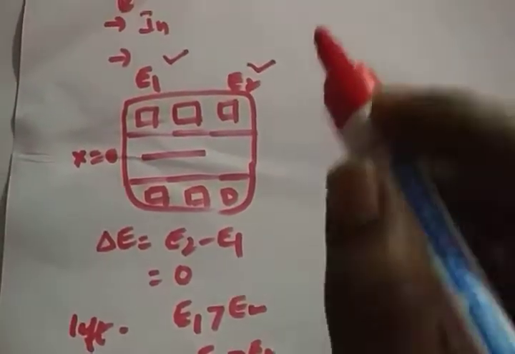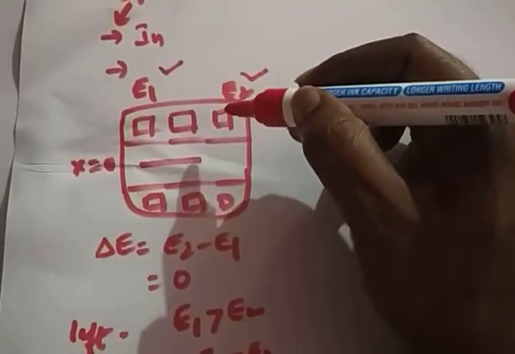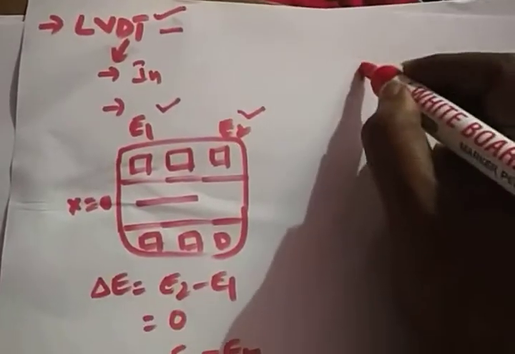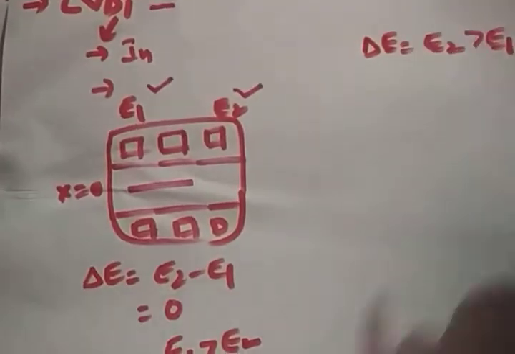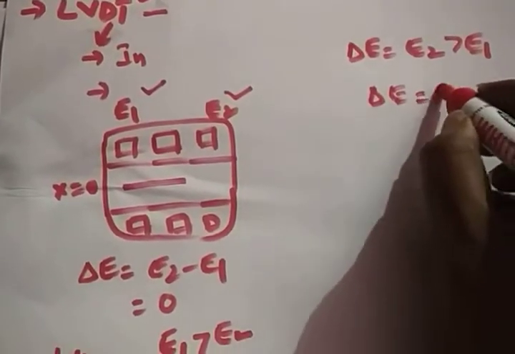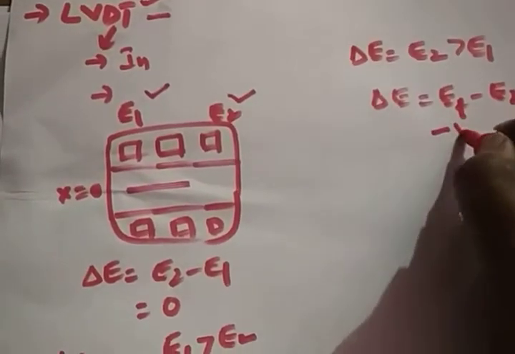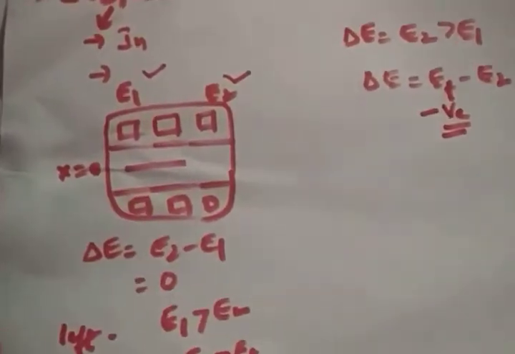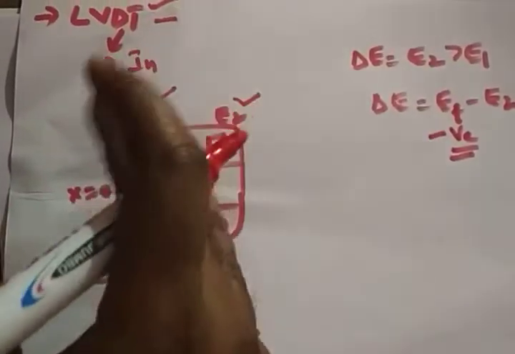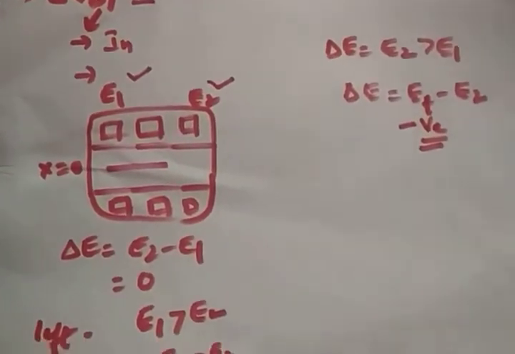Now you are moving your soft iron piece to the right-hand side. Then the change in flux in E2 is very high compared to E1. So delta E is E2 greater than E1, that means delta E is E1 minus E2, a negative value. So the voltage you are getting from the LVDT is in phase opposition to the applied voltage across the primary. That's the simple thing we need to remember.